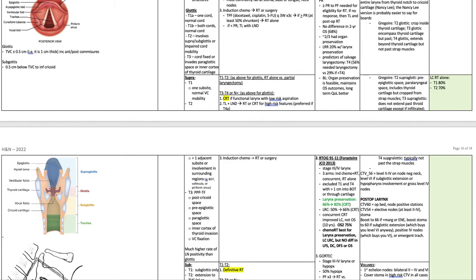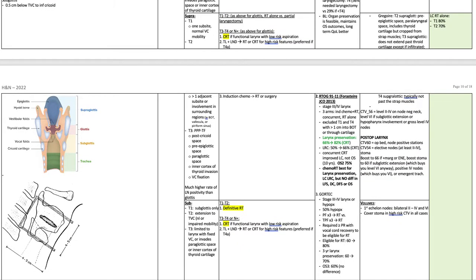Treatment for supraglottic larynx cancer, T1, T2 is the same as above for glottis: radiation alone versus partial laryngectomy. For T3 to T4 or node positive, as above for glottis, chemoradiation if there's a functional larynx with low risk of aspiration. You do total laryngectomy with lymph node dissection and radiation or chemoradiation for high-risk features. Again, preferred if T4A. Then induction chemo followed by radiation or surgery is your third choice.